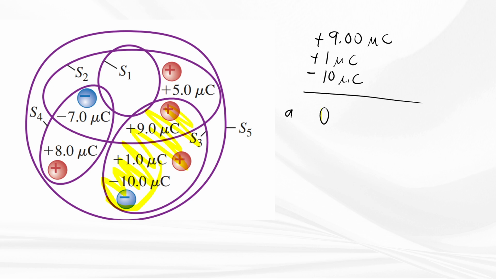Ibig sabihin, kung 0 yung enclosed ko na surface, and then my electric flux, so 0 po yung charge or yung net charge ko, then my enclosed flux would also be equal to 0. Diba? So, enclosed flux. So wala akong flux kay surface 3. And so on. Pwede nyo po yan gawin kay surface 4, kay surface 5, so on po.